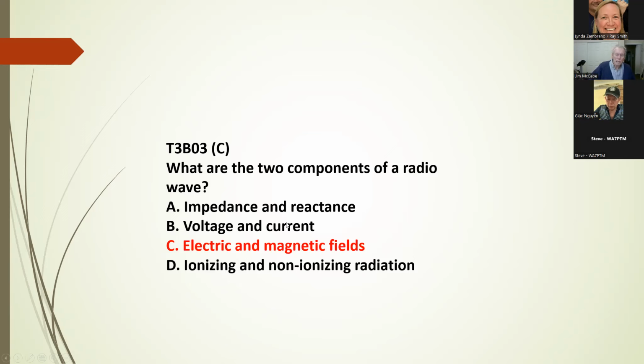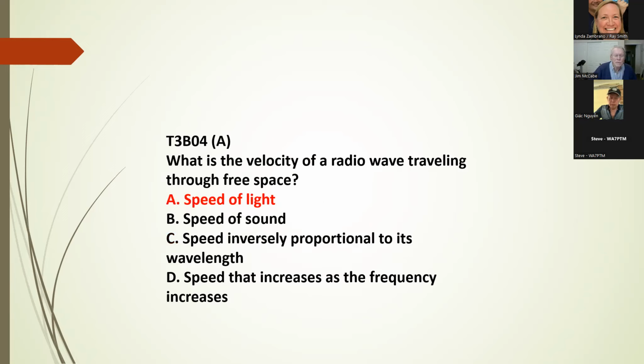What are the two components of a radio wave? Again, remember that little chart, the red and the blue. We've got electric and magnetic fields that combine in the electromagnetic radio wave. We just learned this if we didn't already know it.